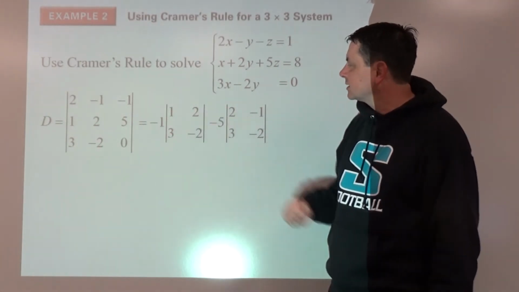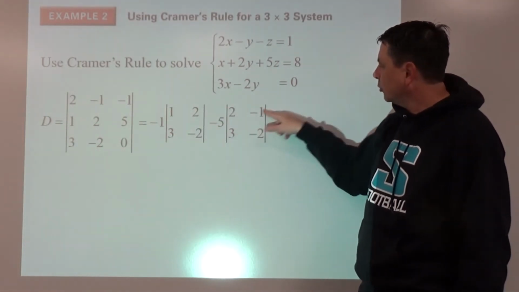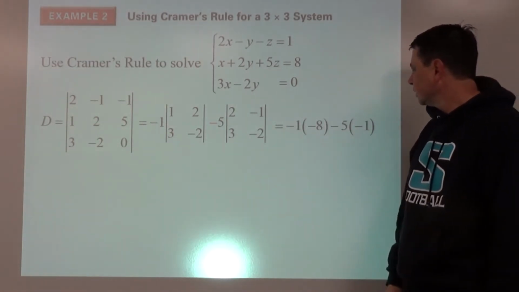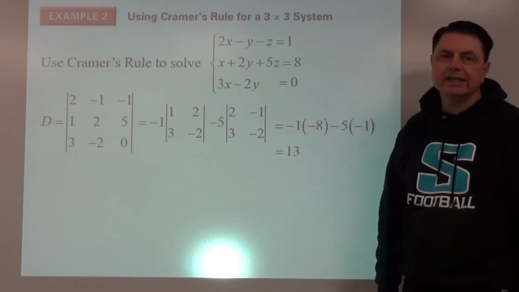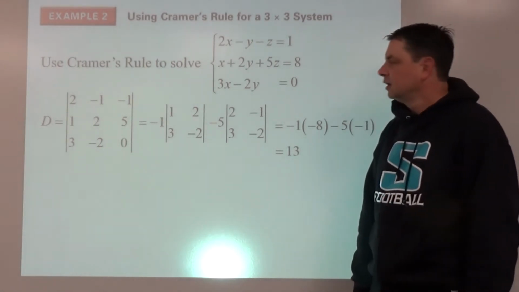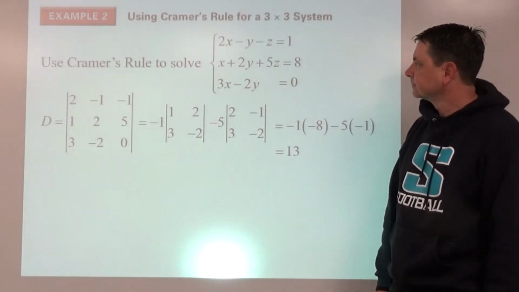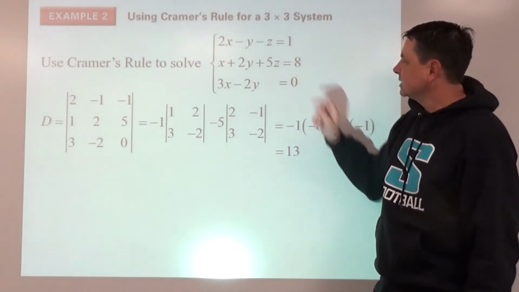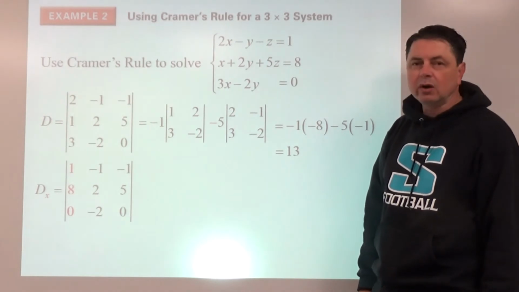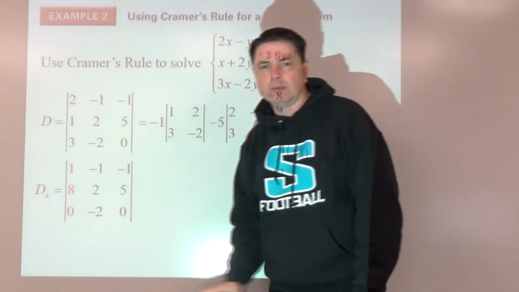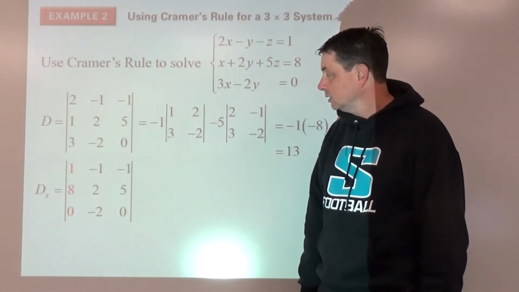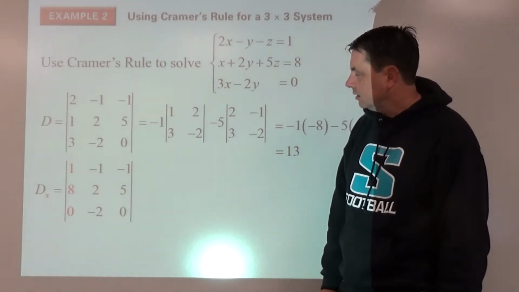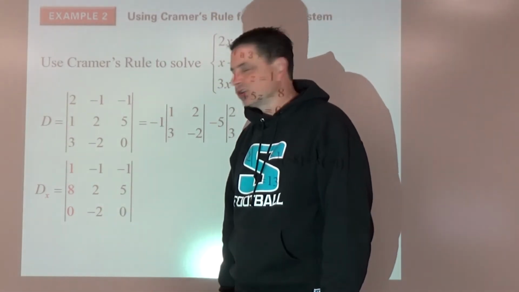Negative 2 minus 6, negative 4 plus 3, 8 plus 5 is 13, our original determinant of the coefficient matrix. For D sub x, we're going to replace the first column with 1, 8, 0. Now I don't have to use the same column. I could do any row or column for this one. I definitely want to use row number 3, because I only have to calculate one determinant here.